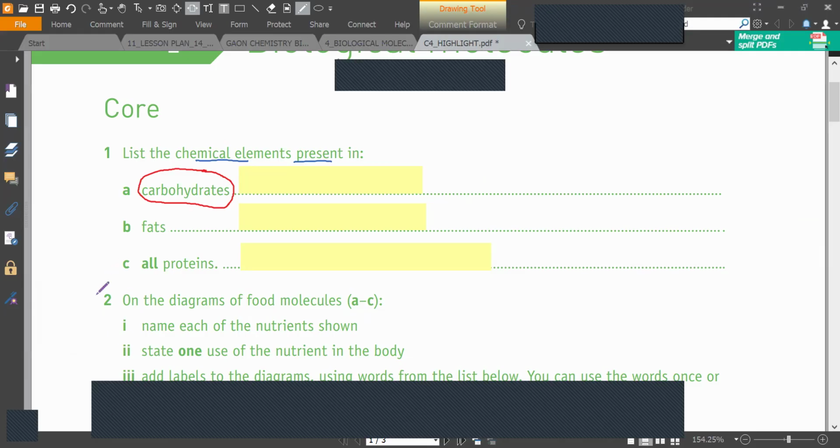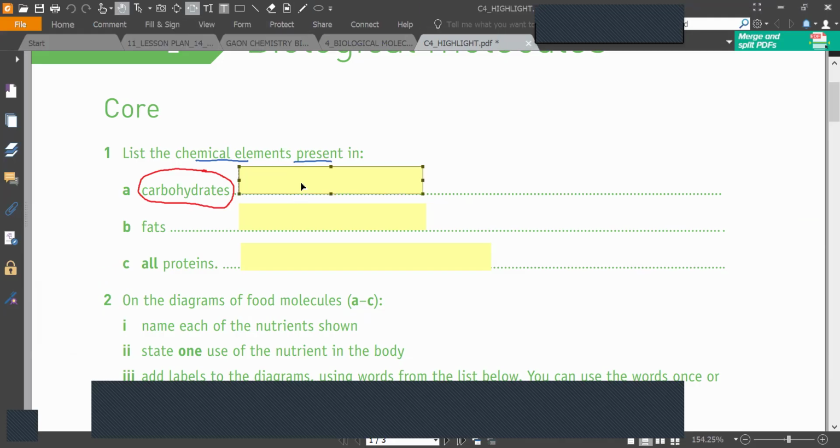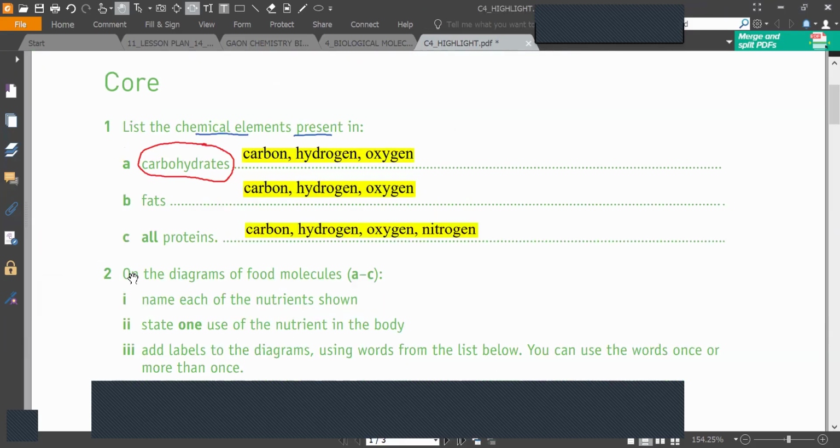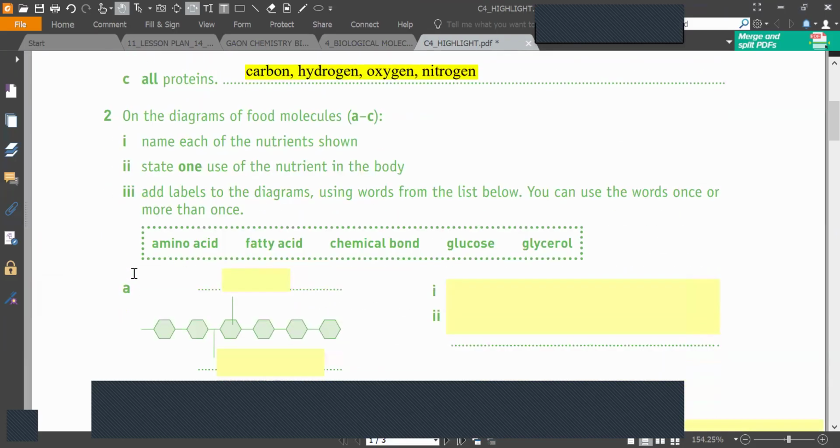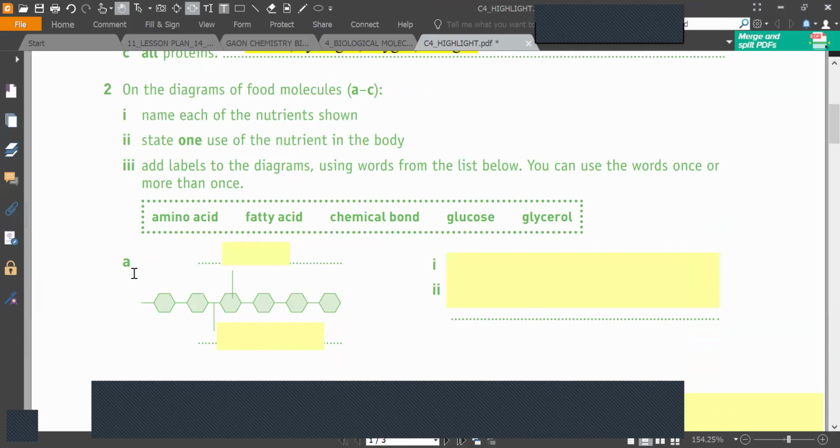Okay, what kind of elements are present in the carbohydrates? CHO. Correct. Carbon, hydrogen, oxygen. Lipids are also CHO. Okay. Proteins? CHNO. Excellent. Okay, next.